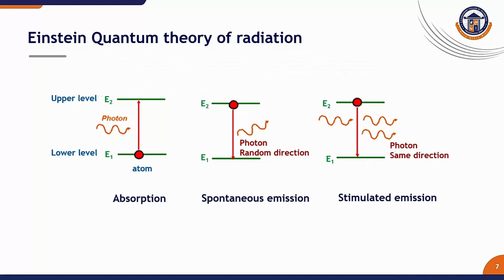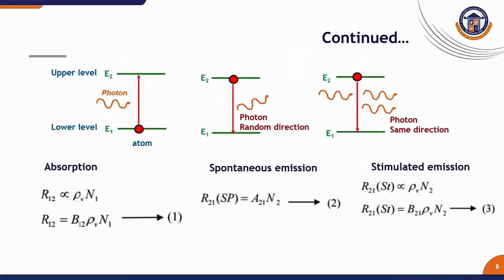And then the second one is spontaneous emission. Spontaneous emission is nothing but the atom in the excited state returning to the ground state without any help of external radiation. And then finally, stimulated emission. Stimulated emission is nothing but the atom in the excited state returning to the ground state with the help of external radiation. These three processes were explained by Einstein in the year 1917.